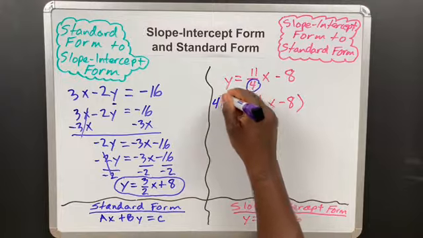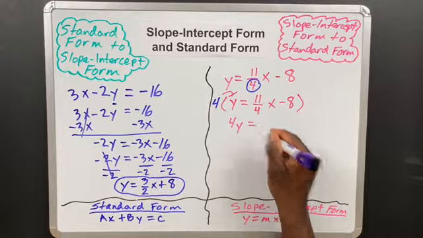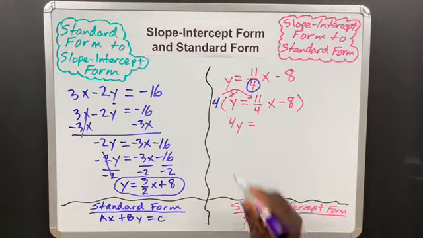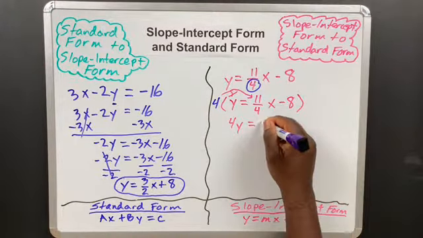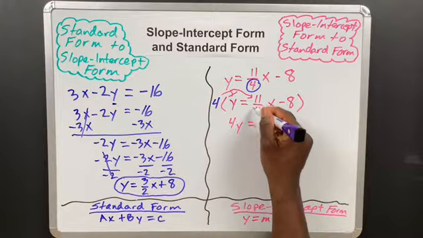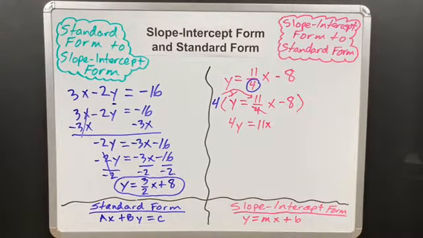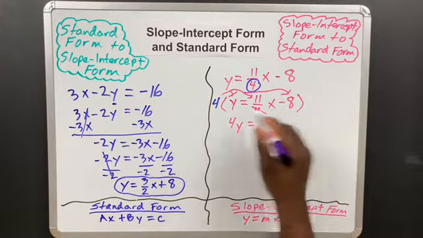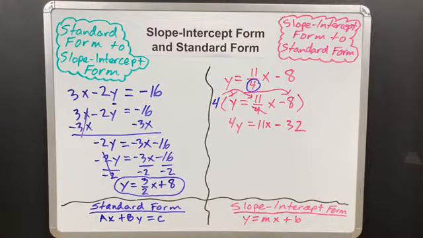So 4 times y, you got it, is 4y. Bring down the equal sign. 4 times 11 over 4. 4 times 11 is 44. 44 divided by 4 is 11. So I could just simply cross that out and bring down 11. Don't forget the x. Bring down the minus sign. Now multiply 4 times the 8. 4 times 8 is 32. Now let's look and see where we are.